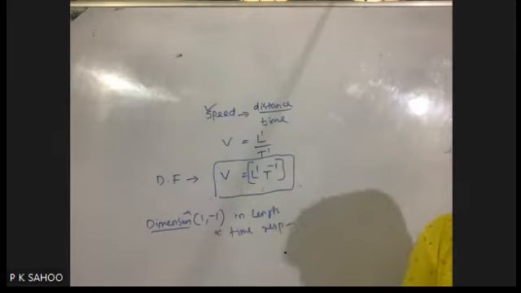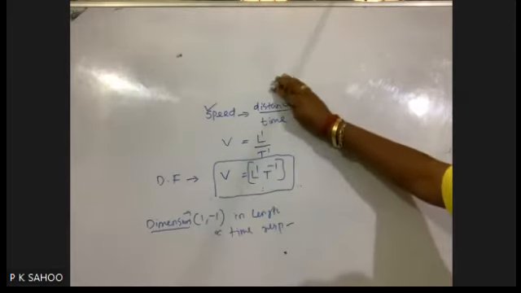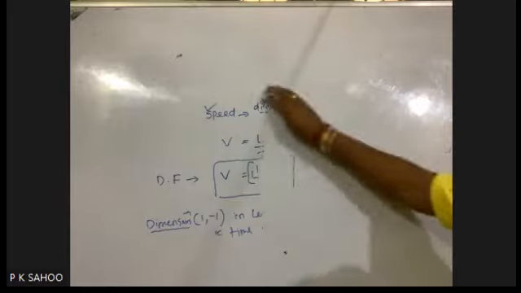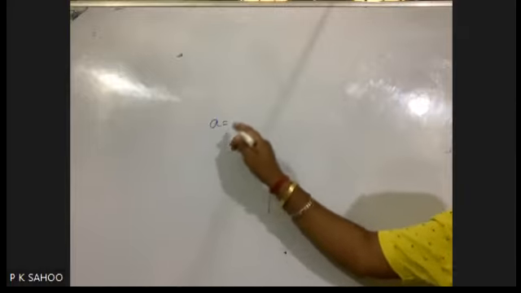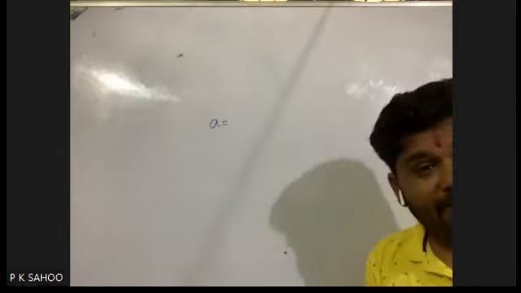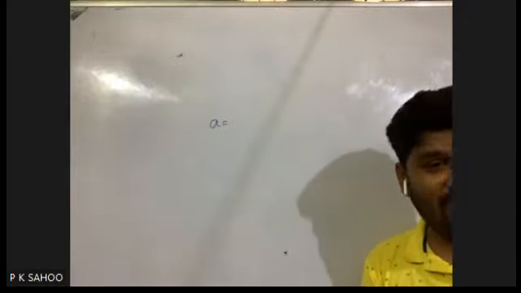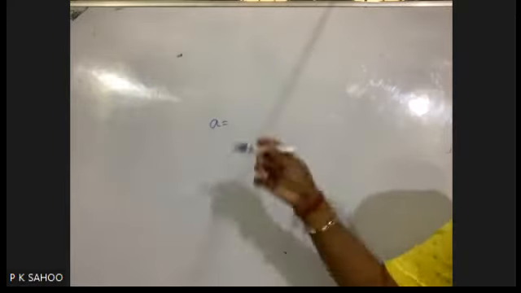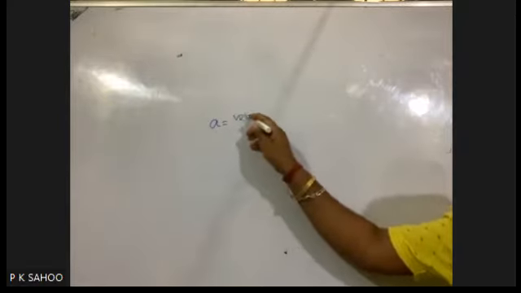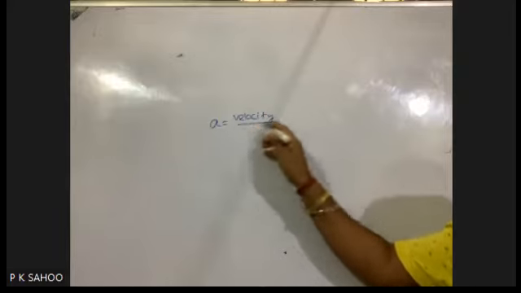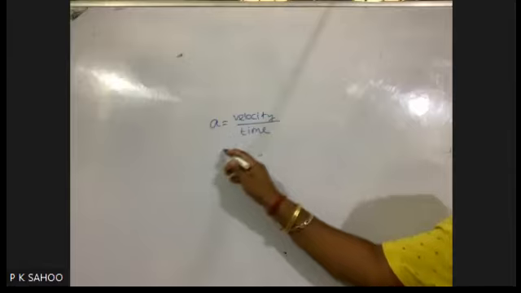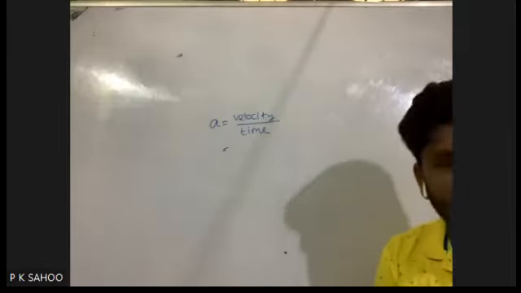Okay, let's find another dimension. Suppose I find the dimensional formula for acceleration. Speed and velocity both have the same dimensional formula and dimensions. Let's find it for acceleration. But before finding the dimension, you should have knowledge of the formula, otherwise it is not possible. So acceleration is equal to what? Velocity by time. So this is acceleration, right? Is velocity fundamental?